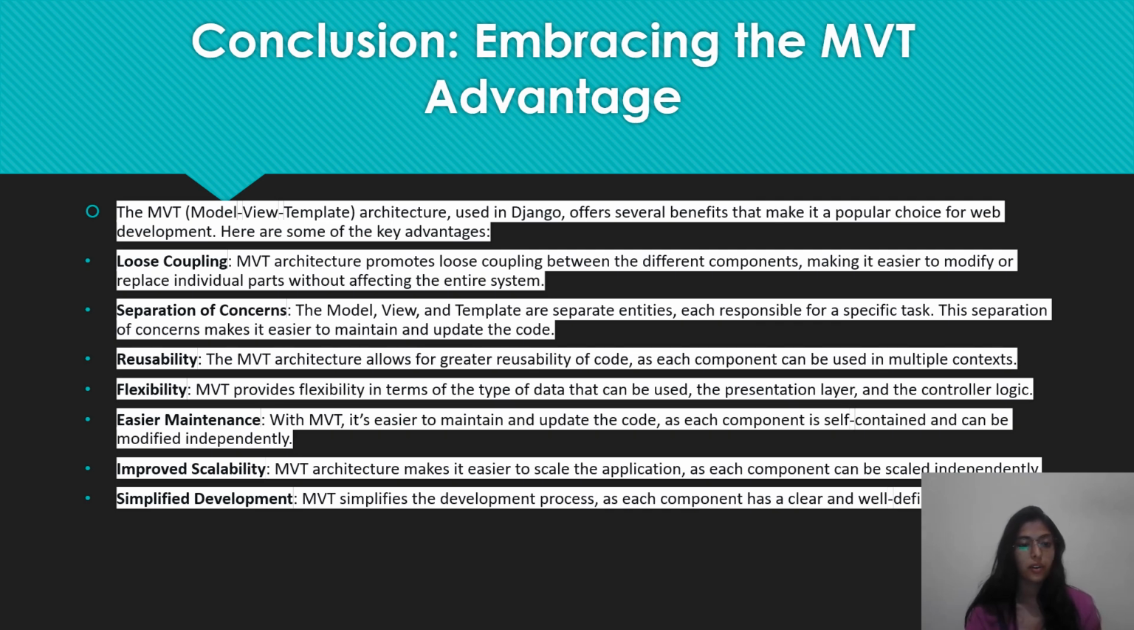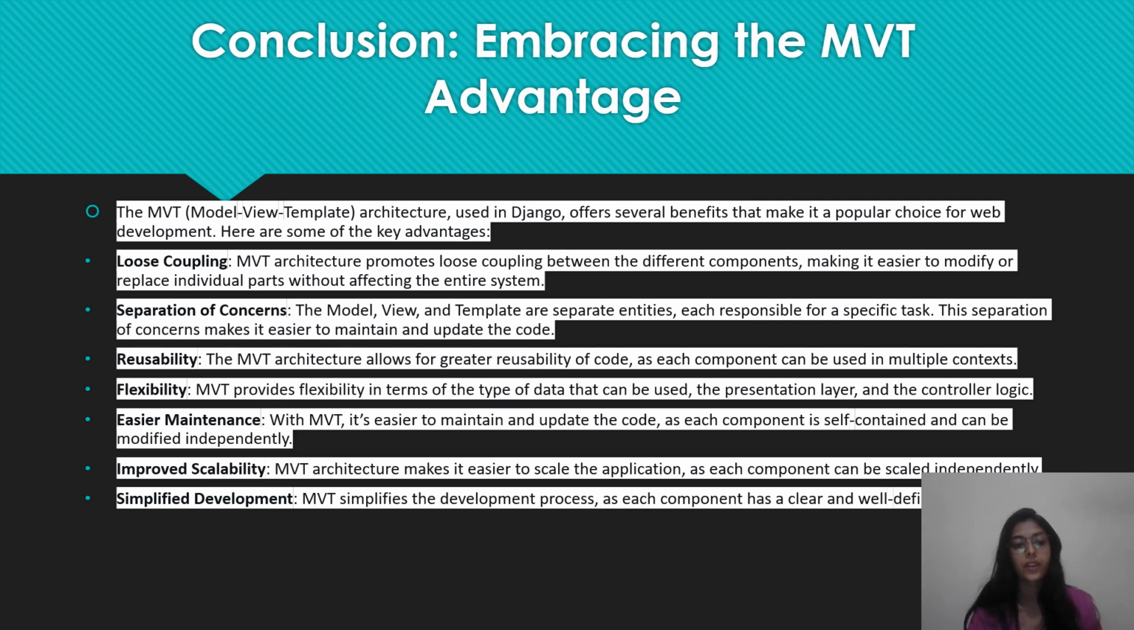And the next is separation of concerns. The model, view, and template are separate entities, each responsible for a specific task. This separation of concerns makes it easier to maintain and update the code. This means that each part of a website that needs to be handled has a different component that handles it, that is model, view, and template, and these individually handle their own responsibilities, which makes it easier to maintain and update the code.